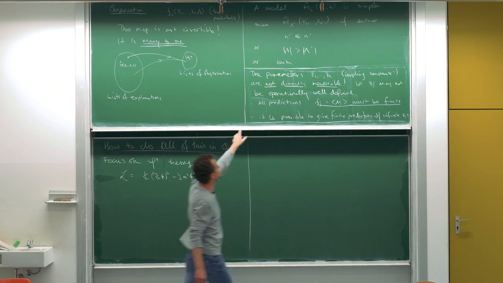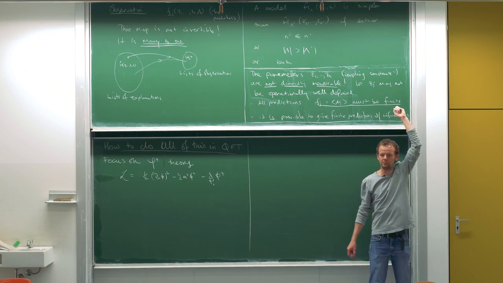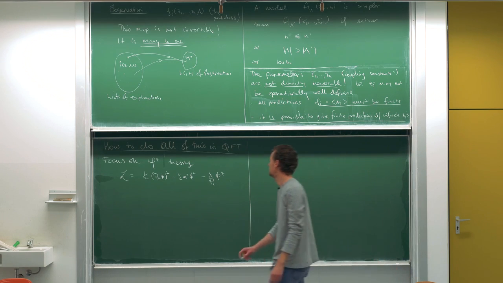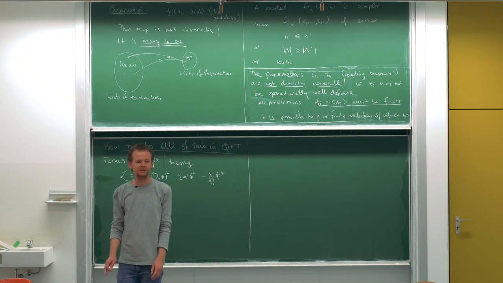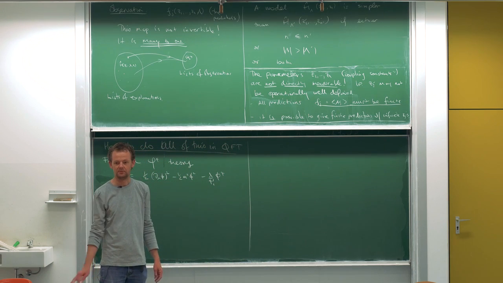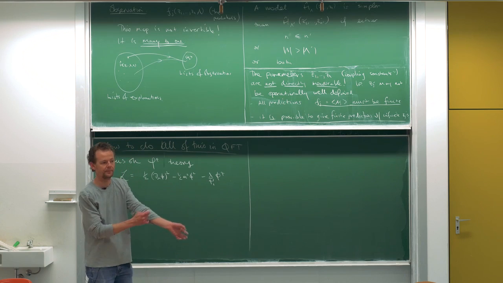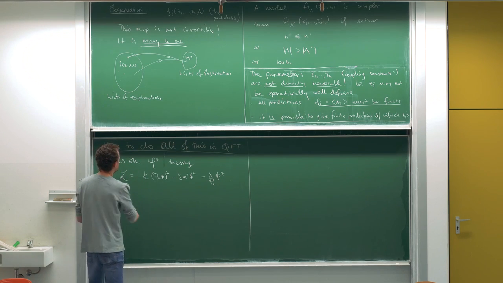Remember, all predictions must be finite. If a model gives you an infinite prediction, boom, it's rejected. And it looks like I've been teaching you about a model which must be rejected up to this point, because it's been giving you lots of infinities for things that you look around you and they're not infinite. So what is going on? Let's find out.